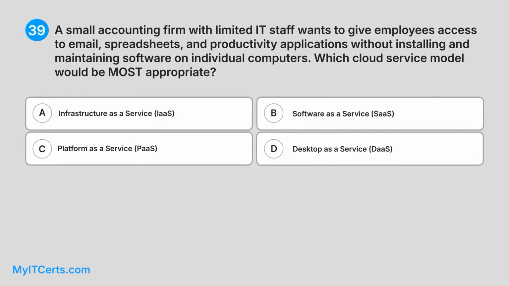39. A small accounting firm with limited IT staff wants to give employees access to email, spreadsheets, and productivity applications without installing and maintaining software on individual computers. Which cloud service model would be most appropriate? A, infrastructure as a service, IaaS. B, software as a service, SaaS. C, platform as a service, PaaS. D, desktop as a service, DaaS.